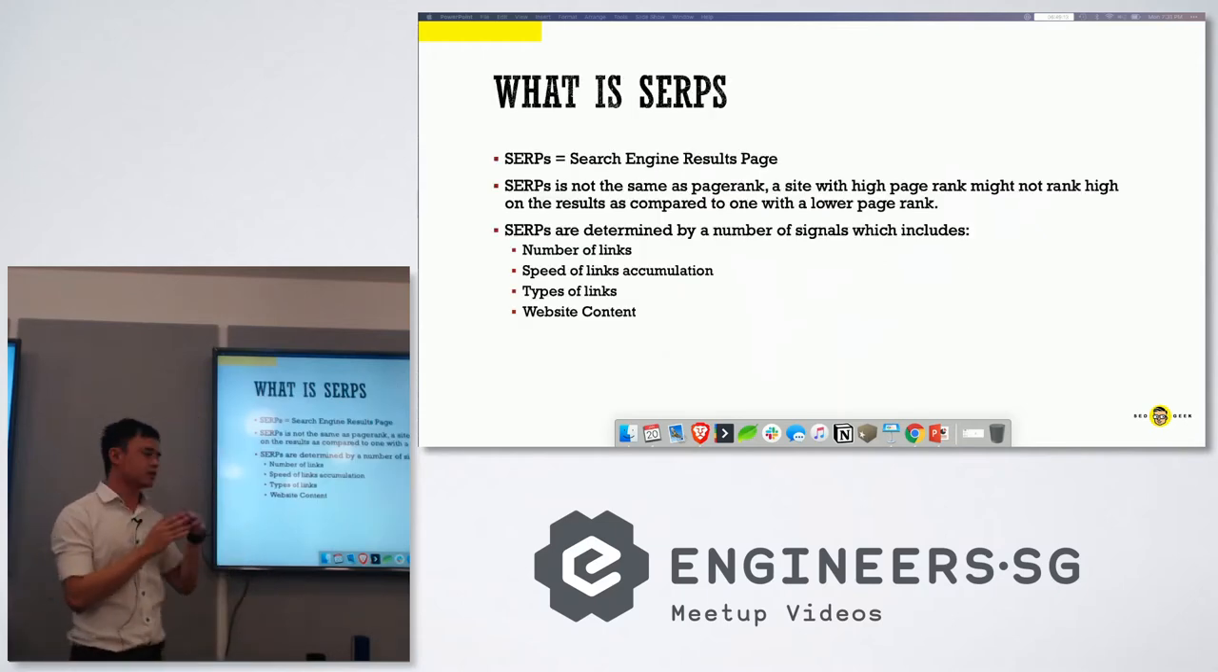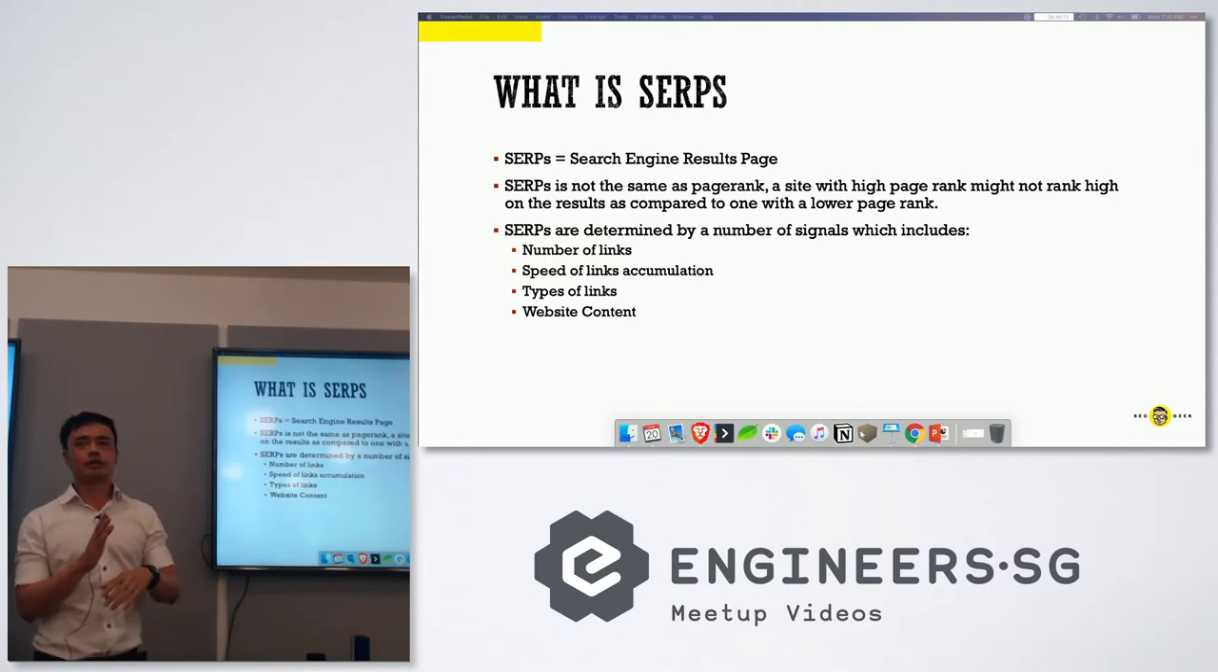So what is SERPs, if you have heard of SERPs before? It's basically your search engine results page. So when you Google, for example, best co-working space, or just co-working space, if you see WeWork ranking, that's the search engine results page. That's called the SERPs. SERPs is not the same as PageRank, and SERPs rankings come up based on quite a different set of criteria. A general look at it: usually it's the number of links you have, the link accumulation speed, the type of links that you get, your website content, and how fast your website loads.